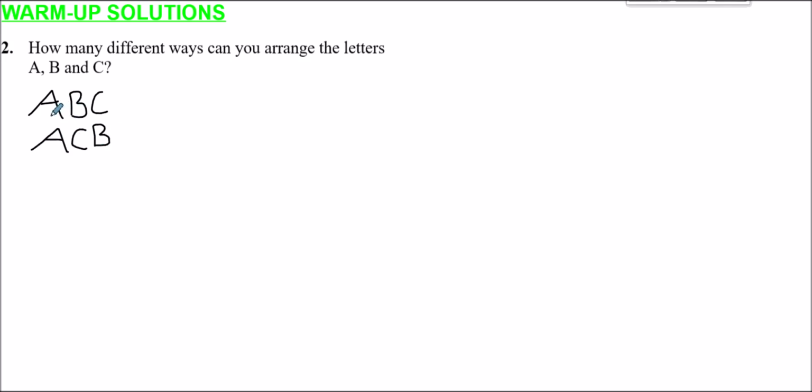So now we've exhausted all options if A is at the front. We now need to think about if B was at the front. So we can have B followed by A and C, or we could have B and then C and A. And those are the only 2 ways you could have it, with B being at the front. So now we've done the A's, done the B's, let's try it with C at the front. So that could then be C followed by A, B, or we could have it C followed by B, A.